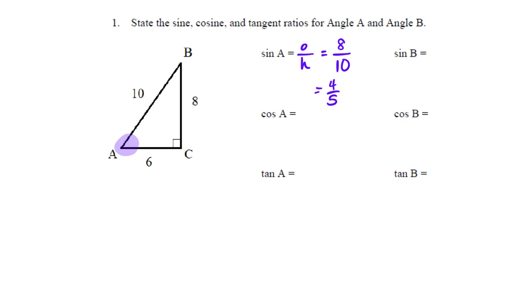From the perspective of A, now you need cosine. Well, cosine, CAH, is adjacent over hypotenuse. Well, my adjacent side to angle A is 6. My hypotenuse never changes. Reduce your fraction, and you're good. Your tan ratio is now opposite over adjacent. There's your TOA. So from angle A, my opposite is 8. My adjacent is 6. Reduce that, and there's your 4/3.